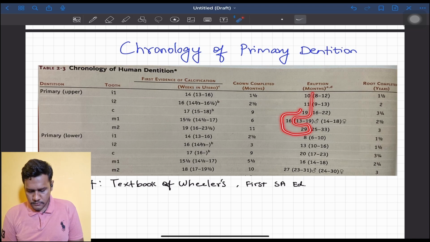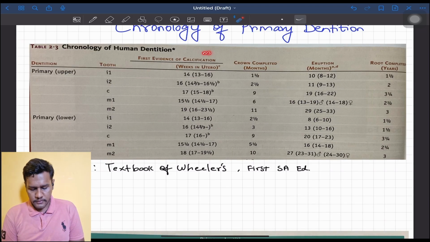The starting stage will be like this. This is the first evidence of calcification. Then the entire crown will be completed. Then the tooth comes into the oral cavity with a bit of root formation. Like this, a bit of root will be completed.